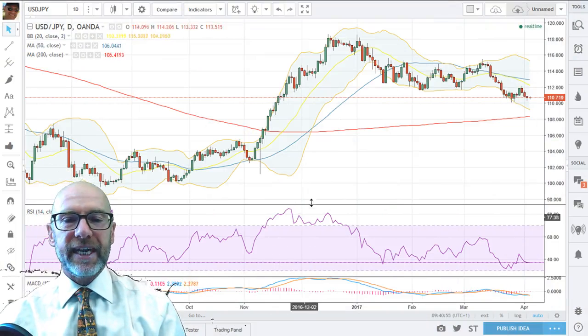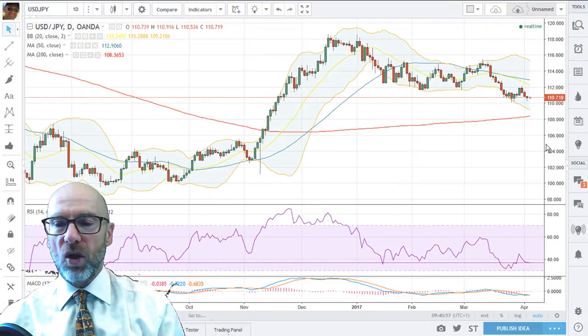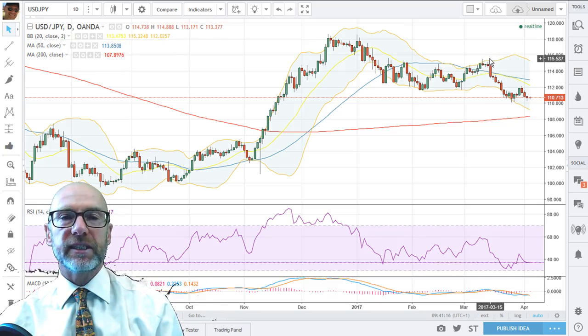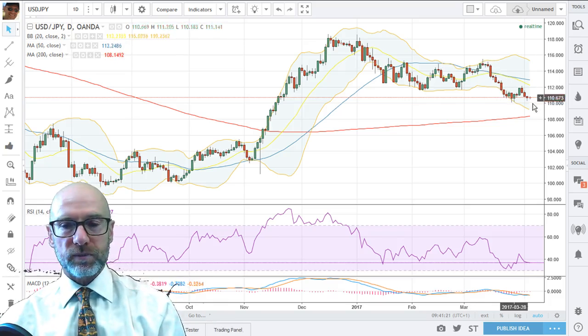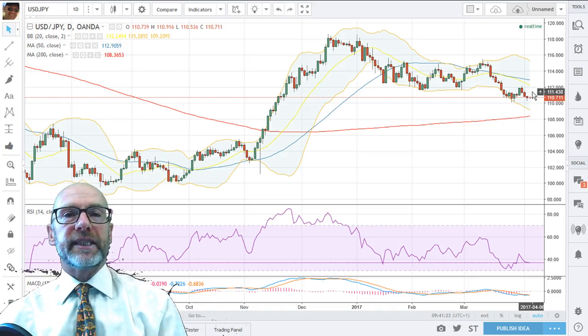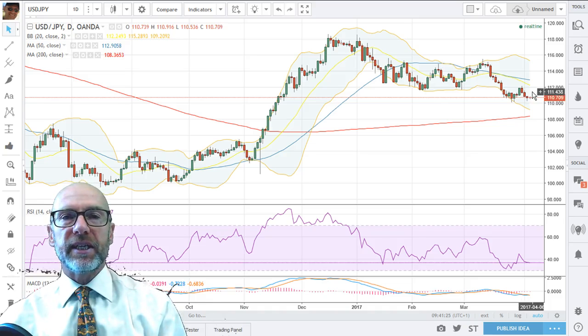Okay, so this is the daily chart on the dollar against the yen. And actually you can see that it's been in a downtrend since the end of December. The occasional rally, and certainly the rally here at the start of March caught a lot of people out, but hey presto, it didn't continue, and the dollar came back. Quite different to what we saw yesterday in sterling and in the Canadian dollar.